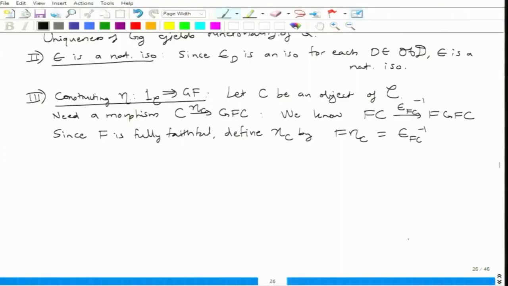F is fully faithful, correct. Because when you do the two-sided compositions of epsilon FC inverse with epsilon FC, then you get identities, and identity is definitely preserved. So, since F is fully faithful, eta C has a two-sided inverse.